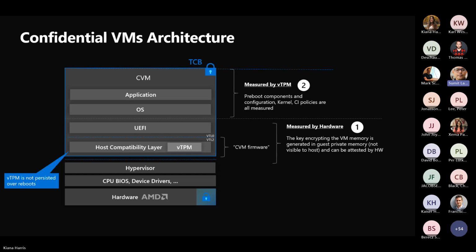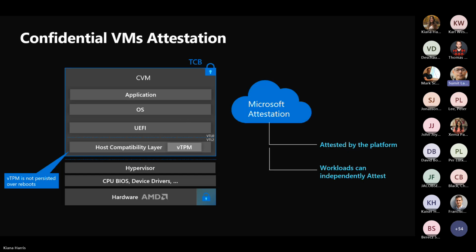And of course, this vTPM is not going to be persisted, which is what we're trying to do here with the first drop of stateless CVMs. Next slide, please. Yeah, so I talked about how it works at a high level. We get this hardware attestation and we send it to Microsoft Cloud for attestation purposes. And that report can then be used to show up in a portal.